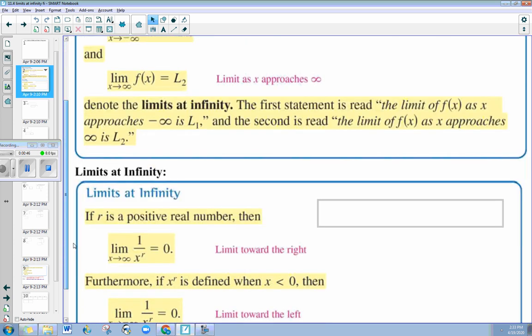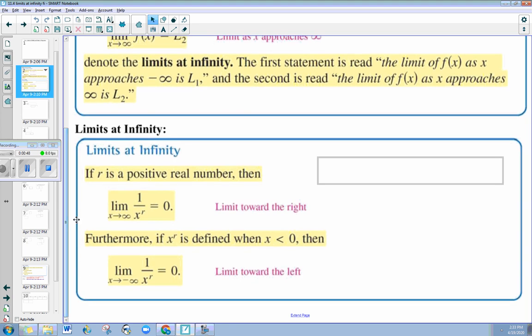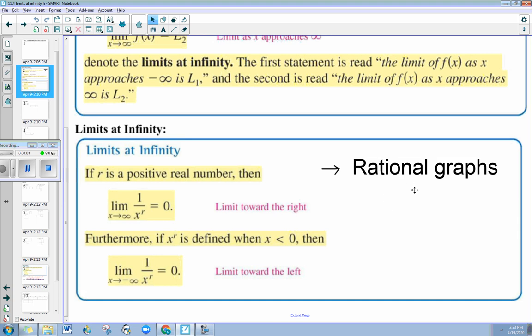The first statement is read as I already did, and then down here, limits at infinity: if r is a positive real number, then the limit as x goes to infinity of 1 over x to the r equals 0, right? Basically like rational functions. Remember, if we had 1 over x, that meant our graph, after we simplified, as we went to the right would go to 0, or to the left would go to 0.